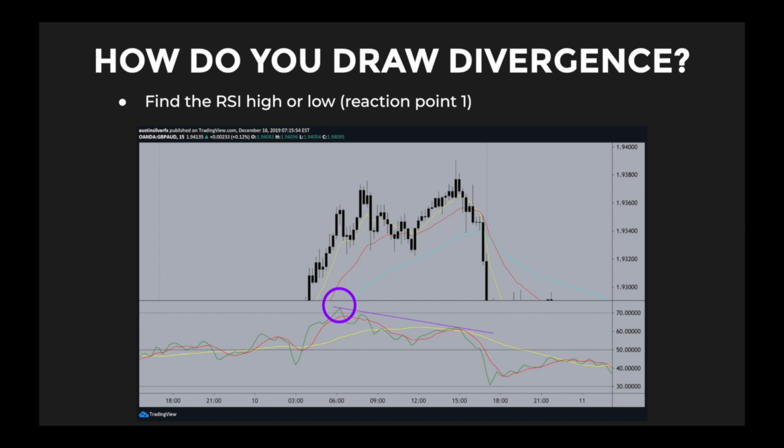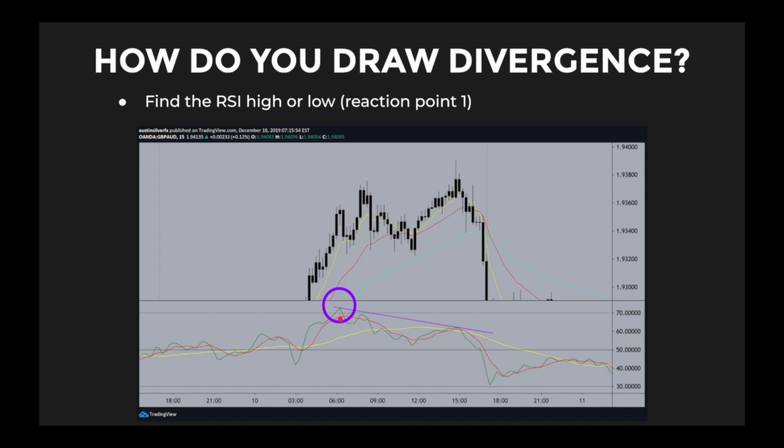So the first thing we're going to look at to identify and draw this, you're going to find your RSI high or low. In this situation, as price moved higher, the RSI set its high. The reason this sticks out to me as divergent is because price action continued higher twice, but the RSI came lower. So that creates divergence.